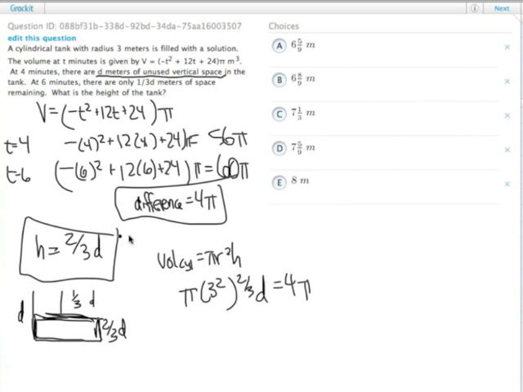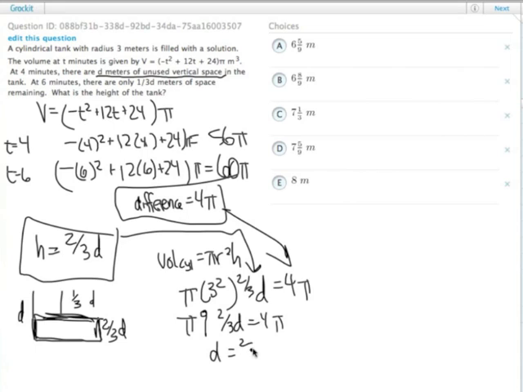So we have these two going into this equation. It's pi times 9 times 2/3 times d equals 4 pi. So you solve all of that down for d. You get d itself equals 2/3. From there, we can just plug these values into the rest of the equation. Remember that we're trying to find the height of the tank.